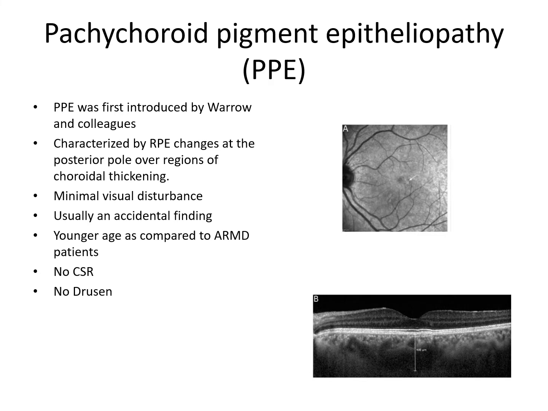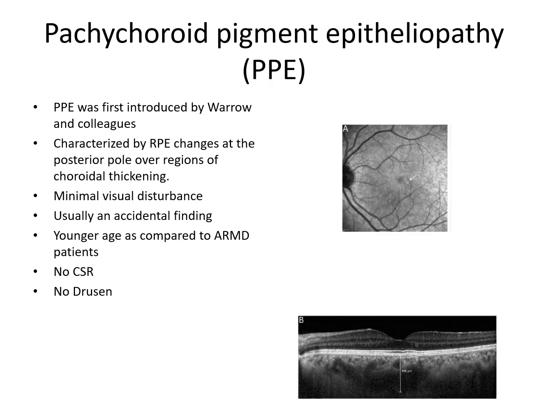Next disease is the pachychoroid pigment epitheliopathy, also known as PPE. It was first introduced by Warrow and colleagues, and it is characterized by RPE changes at the posterior pole over regions of choroidal thickening, which can be seen on a swept source or an enhanced depth imaging OCT. And there is minimal visual disturbance, and usually it may be an accidental finding, and the patients are younger when compared to ARMD, which can also mimic such a situation where you have retinal pigment epithelial changes, and there are no CSR and no drusen.